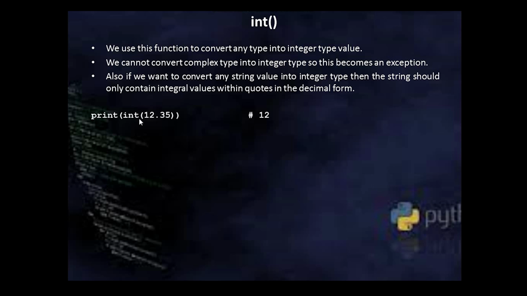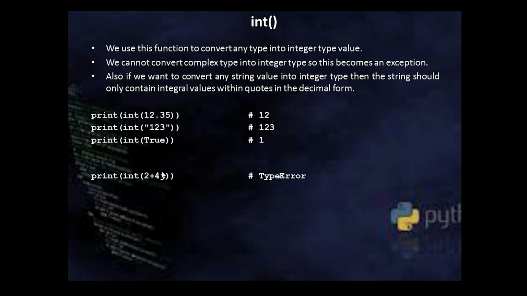As an illustration, suppose I'm converting 12.35 to integer. So .35 will get truncated and you'll get the integer 12. Now I'm converting a string to integer, and in that string there is 123, so it will convert it to integer 123. Converting Boolean true to integer, and true is internally 1. Similarly, I'm converting a complex value to integer. As already stated, complex conversion is not allowed, so it gives a type error.